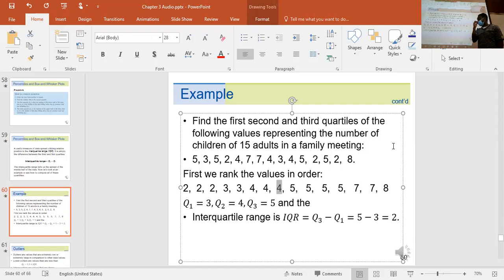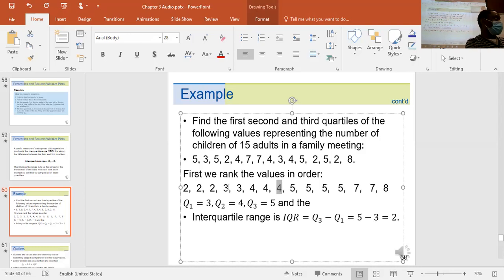As Q2 is 4, I go now to the lower part of the values, and I find the median of this lower part. What is the position rank for that? Should it be 4? There are 8 values. We do n plus 1 over 2. You are close to it, but not 4. What should it be? Try again.